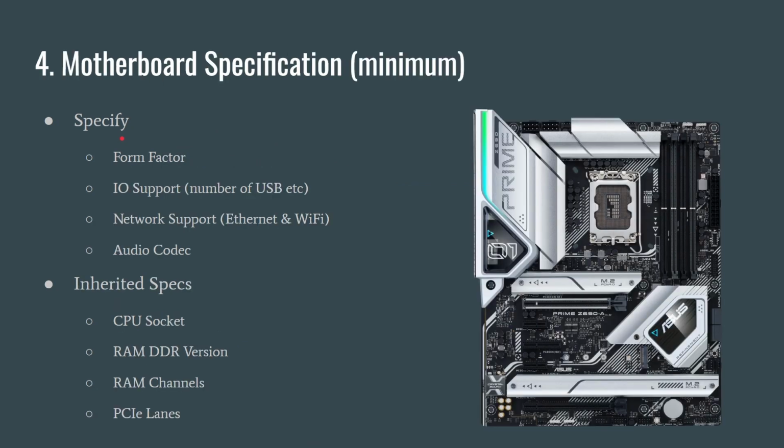So number 4 is motherboard specification, and I put here minimum. So you're going to specify the form factor. Remember, that's eATX, ATX, Mini, or Mini ITX. You're going to specify the I/O support. So at a minimum, that's why I put minimum, you need a minimum of say 2 USBs for your keyboard and mouse or something like that.